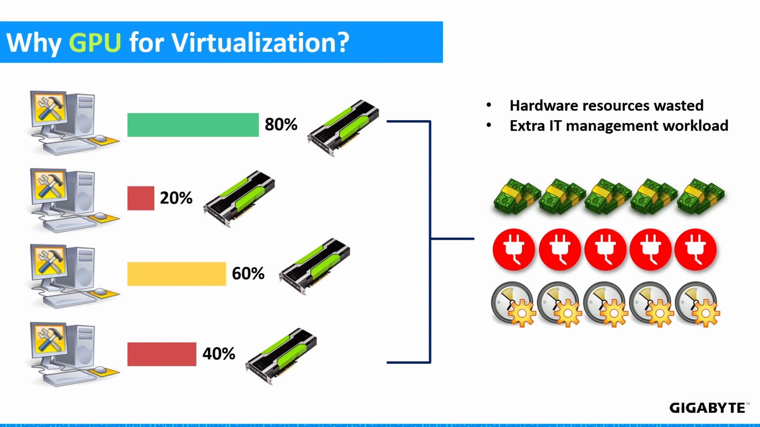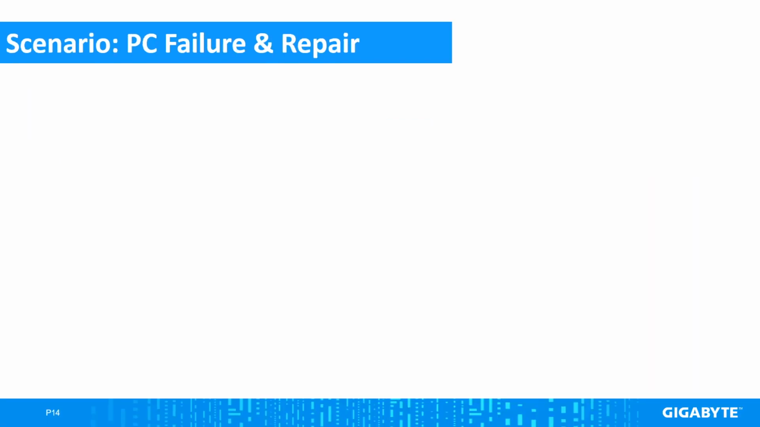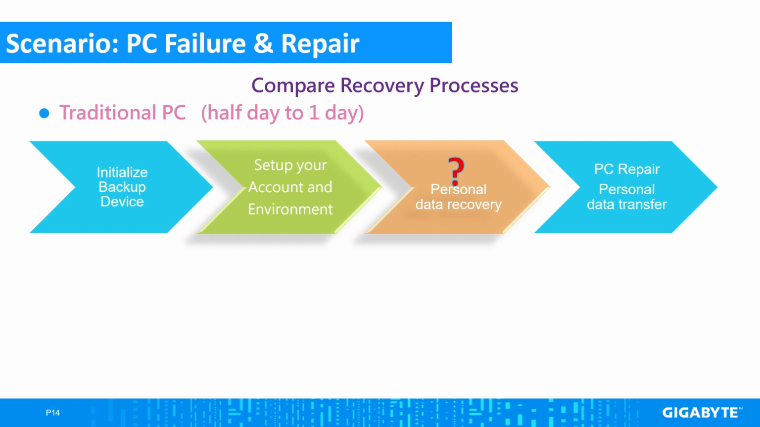Moving forward, let's take a look at time savings with VDI. At one time or another, we're all going to deal with a PC that fails. Here we look at what happens when a PC does fail, compared to when there are problems with a virtual machine. When a desktop goes down, IT will have to initialize a backup device and go through the setup process. Also, recovering personal data can be challenging and data may be lost. If the PC is able to get the data, it can then be transferred back to the computer. Overall, the process can take up to a day.